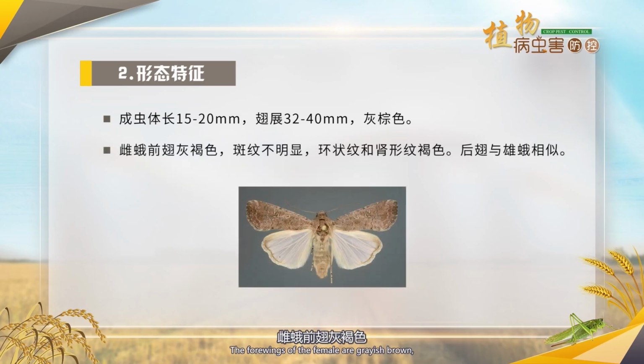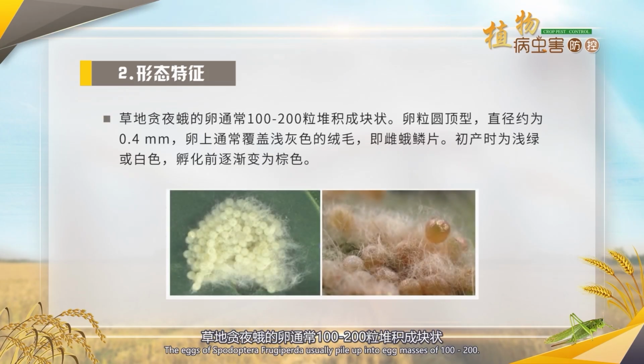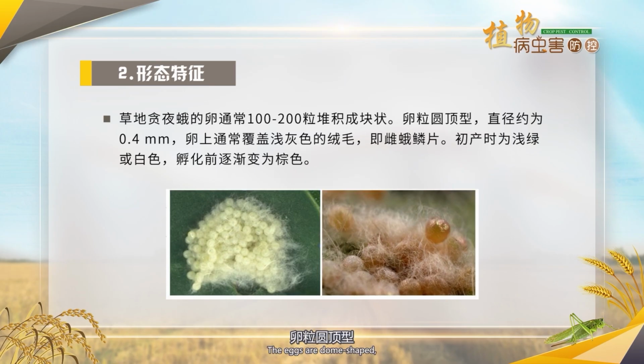The forewings of the female are grayish-brown, with inconspicuous stripes and brown annular and kidney-shaped stripes. The hind wings are similar to those of the male. The eggs of Spodoptera frugiperda usually pile up into egg masses of 100 to 200. The eggs are dome-shaped, about 0.4 mm in diameter, and are usually covered with light gray villus scales of females. They are light green or white at first, and gradually turn brown before hatching.